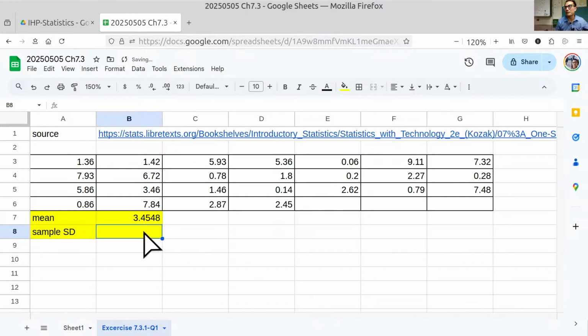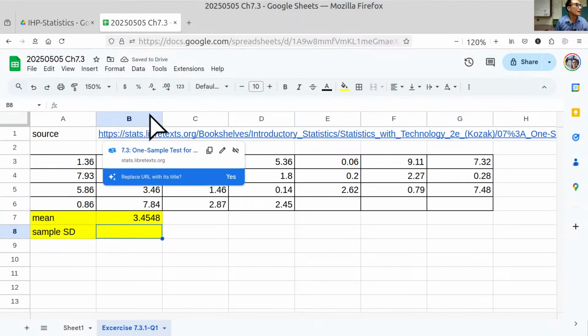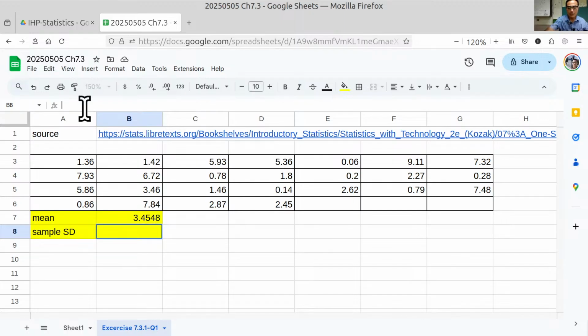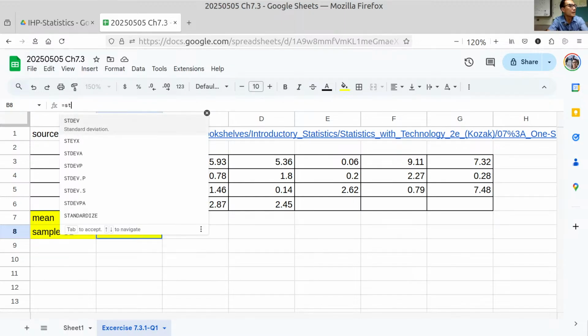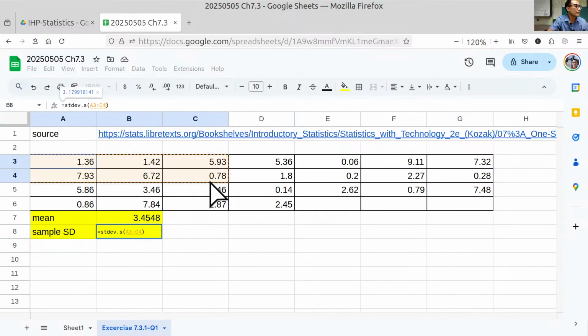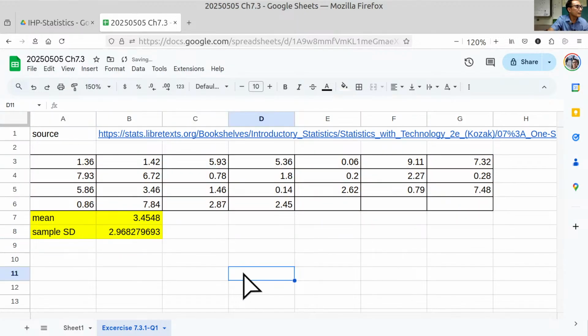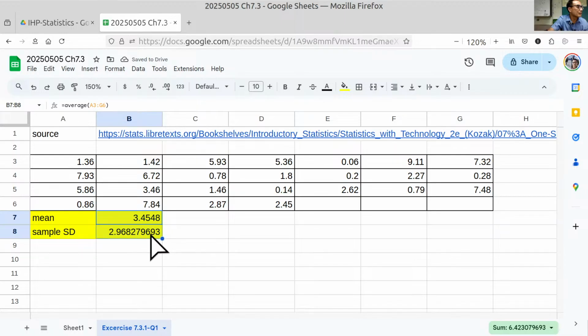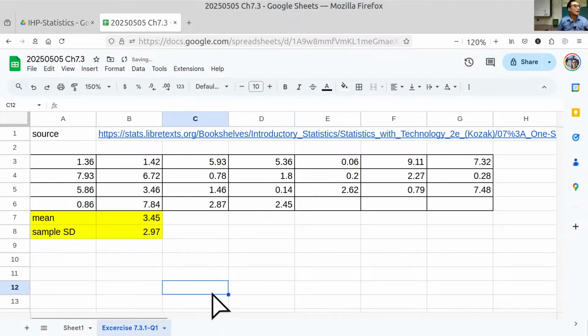Okay, and how about the sample standard deviation? Again, click this cell and move to the function. Click equal, STDEV.S, and select the range. Get it? Okay, and we try to reduce the decimals, maybe one or two. How about two? Okay, we got the average carbon emission here, 3.45, and the sample standard deviation is 2.97.